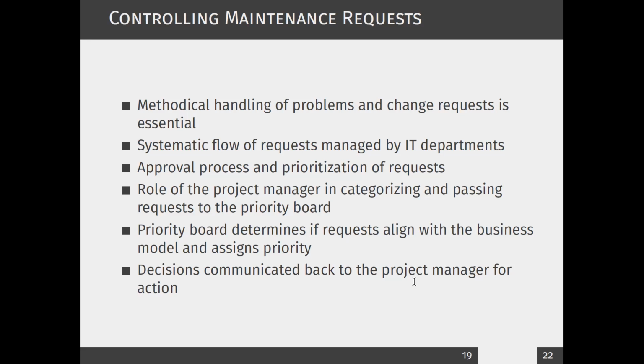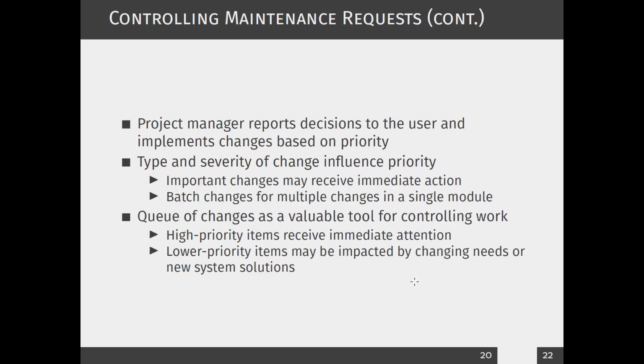Next, the priority board determines if the request is aligned with the business model and assigns priority. The decision is communicated back to the project manager for action. Then the project manager reports the decision to the user and implements changes based on the priority.